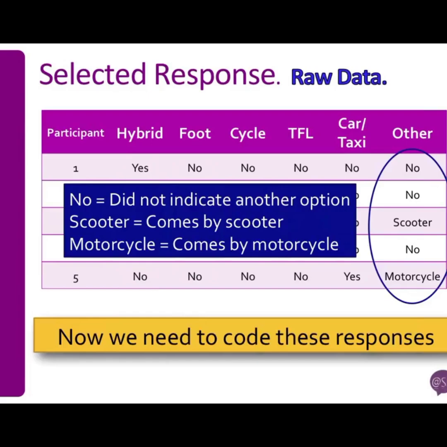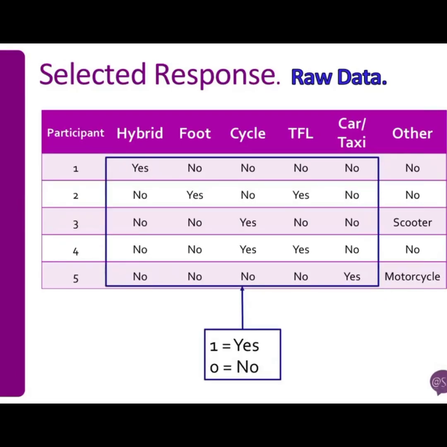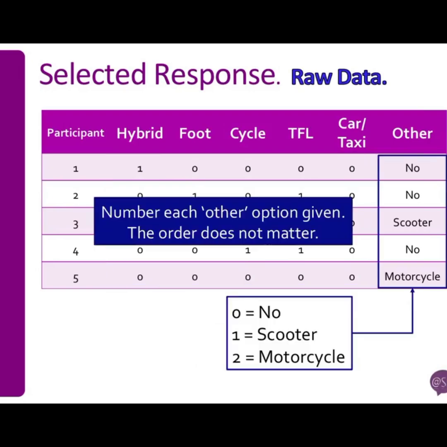And then I code all of the other responses. So if they put scooter, it means they came by scooter or motorcycle, but I want to code them. So for example, my yeses and nos I know are 0s and 1s. My other options, no is 0, scooter is 1, motorcycle is 2, and I would number as many other options as participants indicated. It doesn't really matter what order they're in. Now you might wonder, why not create a separate variable for scooter and motorcycle? Well, I didn't give the other participants that option, so I shouldn't be putting them as separate variables. I'm just going to leave them as the other option.